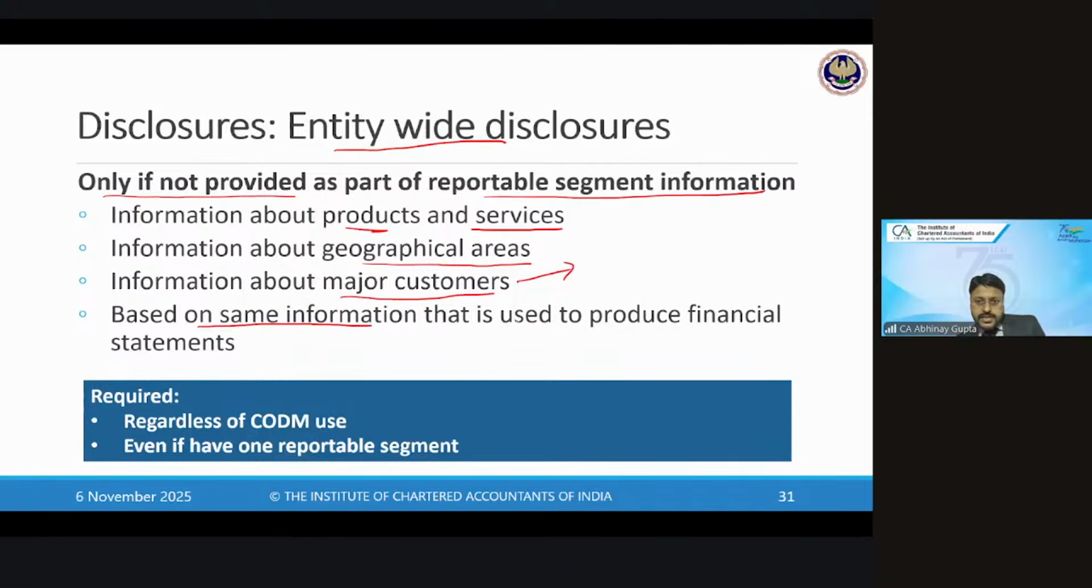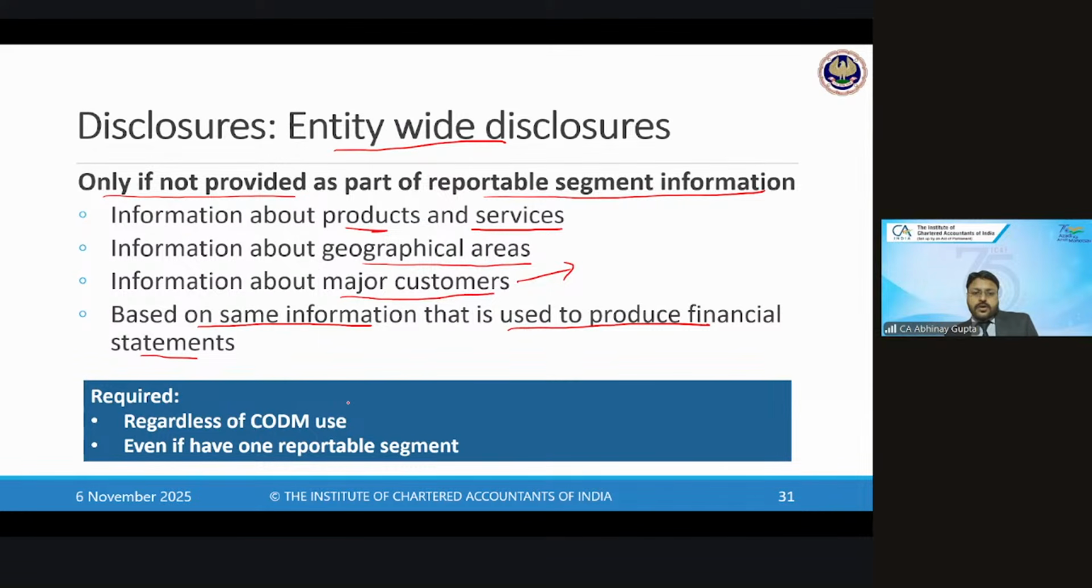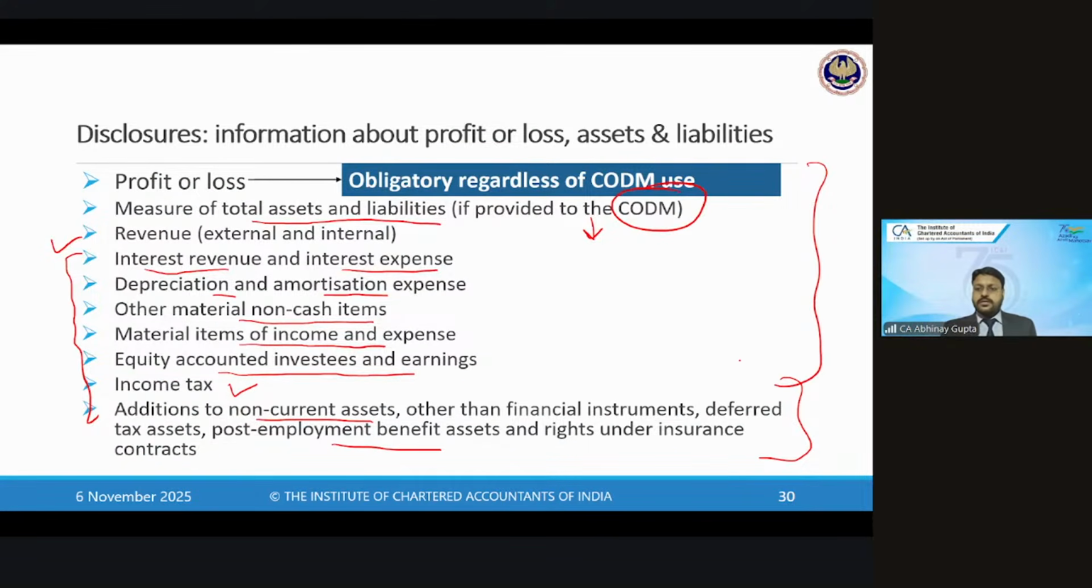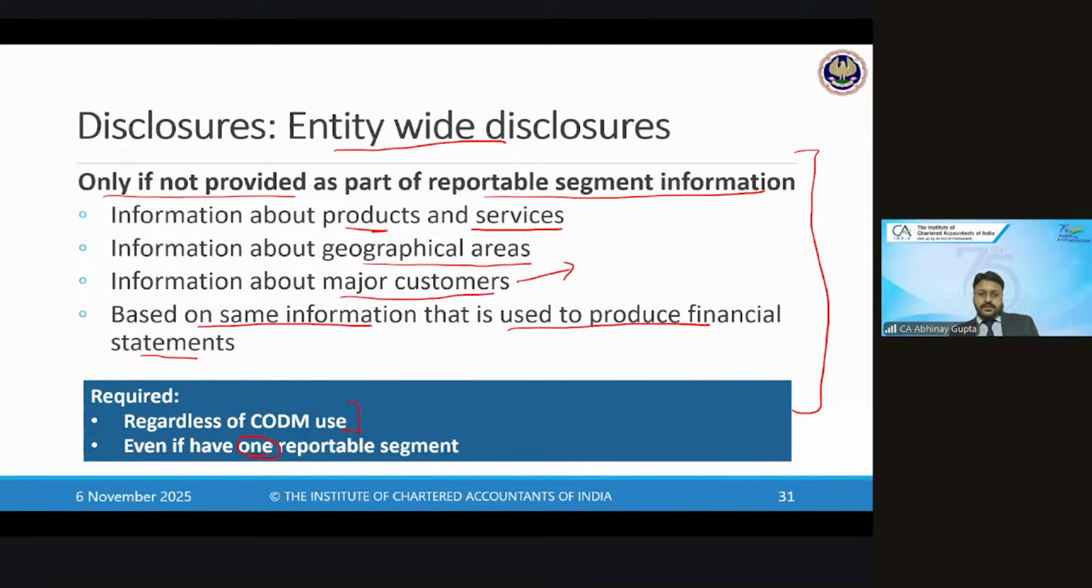These disclosures are based on the same information that is used to produce the financial statements. Now, what is required regardless of the CODM use, even if we have one reportable segment? All the disclosures under this standard, whatever we have studied until now, are mandatory disclosures, even if the entity has only one reportable segment. Even if the entity does not have more than one segment, the entity itself is a segment in that case. Are you getting me? Yes, sir. So even in that case, this information is required, right? We cannot escape by saying that we only have one segment.